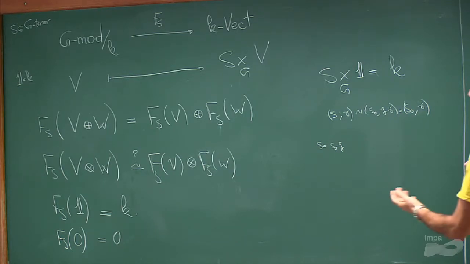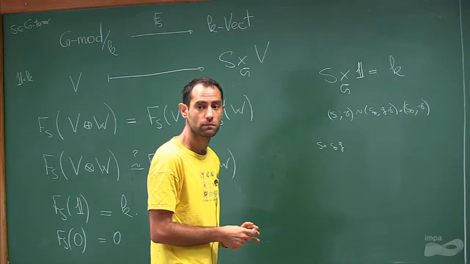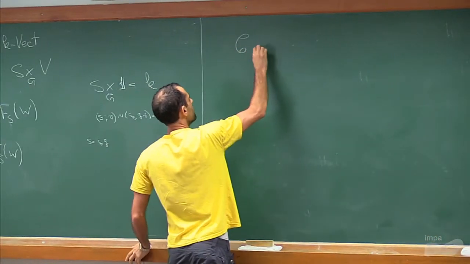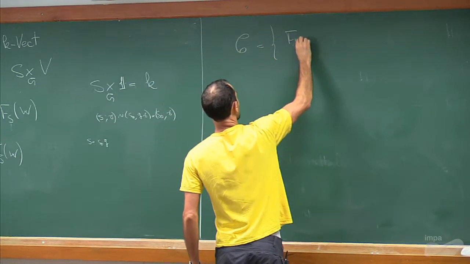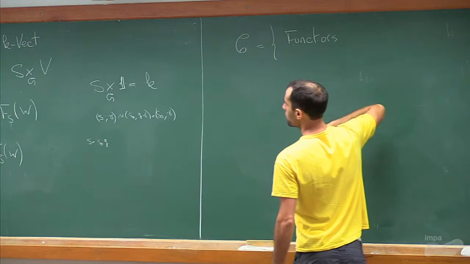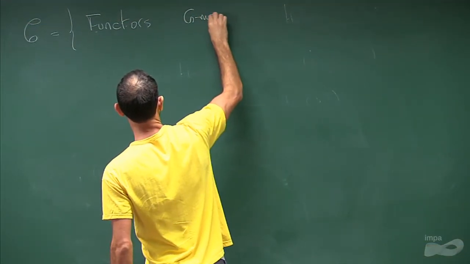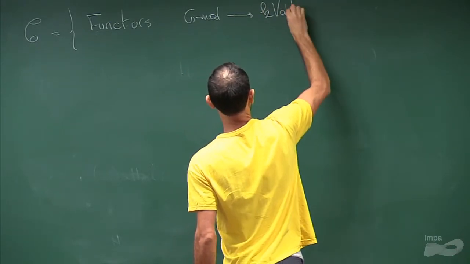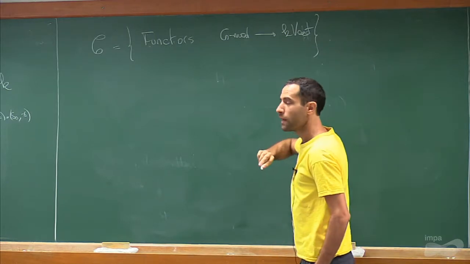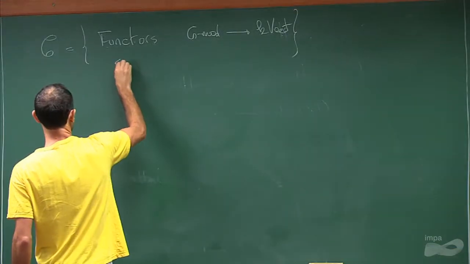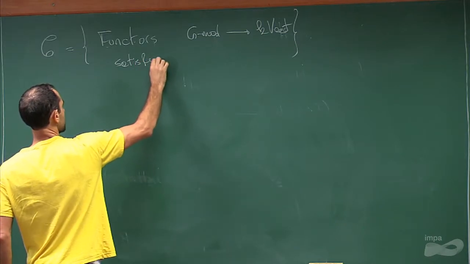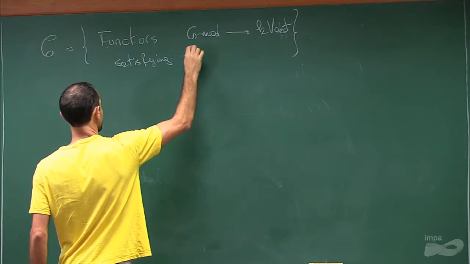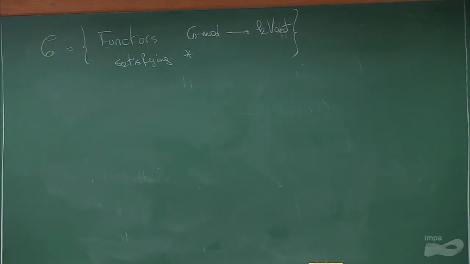Okay? So I'm going to build a category out of these functors. So let's define a category C, which will consist of functors from G modules to K vector spaces, and this is really the abstract part, that satisfy all of these conditions. Right? So they commute with sums, they commute with tensor products, they send the units to the units for both structures.